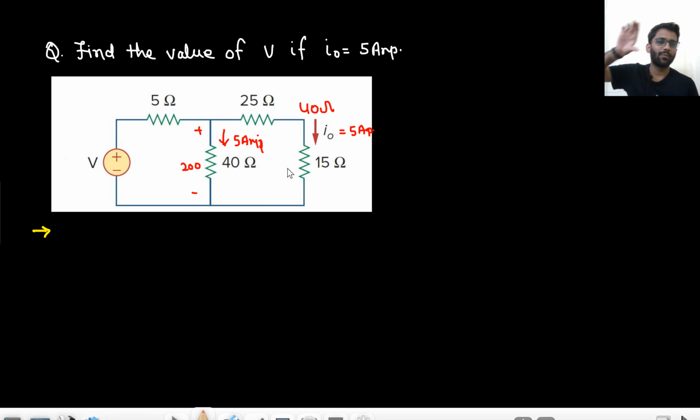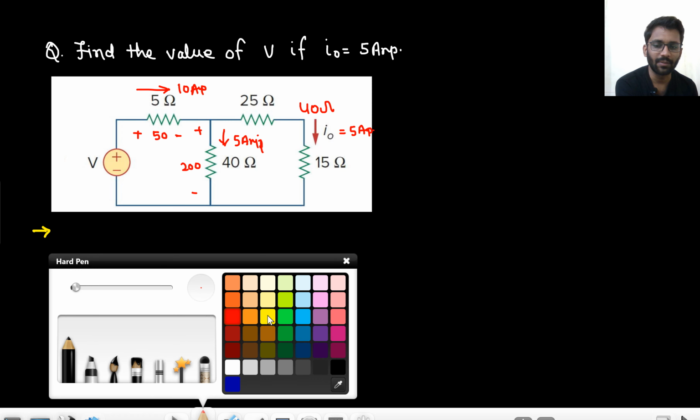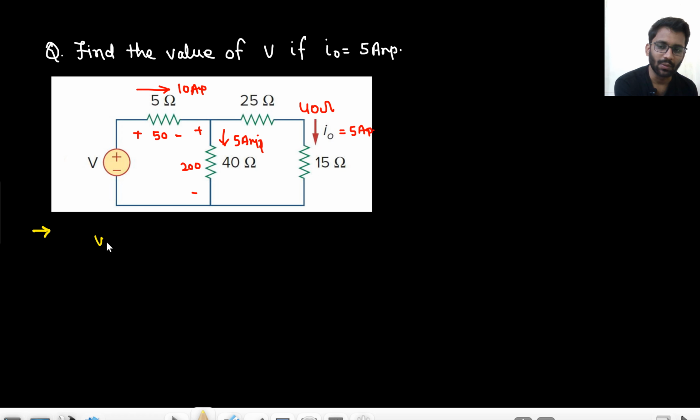Now the same voltage drop will be there across the other 40 ohm resistance. That means 200 by 40, it will also be having 5 ampere current. That means from here there would be 10 ampere current, because 5 plus 5 is 10 ampere. That means it would be giving a drop of 50 volt. So what will be V? V will simply be 50 plus 200. That would be 250 volt. Got my point?